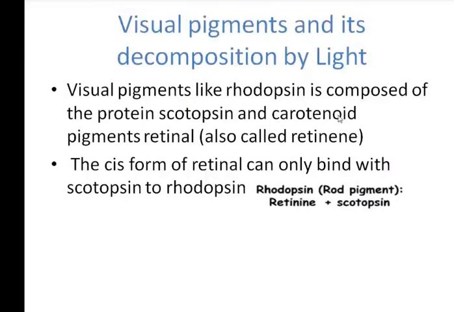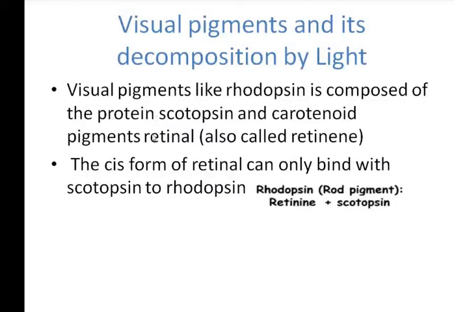and also the carotenoid pigment, retinol, also known as retinene. If you combine this retinene plus scotopsin, it forms the rhodopsin, that is the rod pigment. So these two, scotopsin and retinene, or you can say retinol, combine to form the rhodopsin.